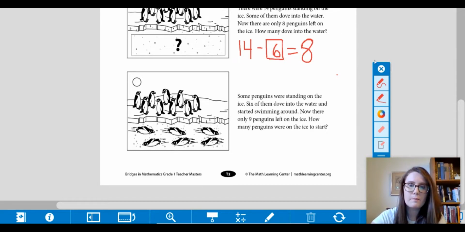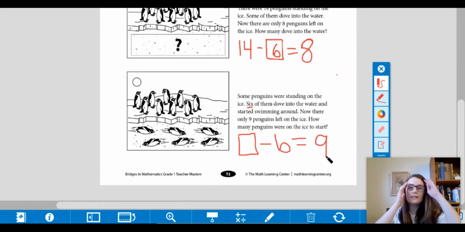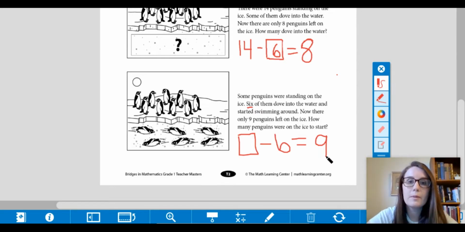So I'm going to think about what my equation will look like. Do I know how many penguins were standing on the ice in the beginning? Nope. So that's where my mystery box is going to go. I do know that 6 of them dove into the water. So minus 6 is the same as, and then it tells me now there are only 9 penguins left on the ice. So minus 6 is the same as 9. Think for a quiet moment, how are you going to solve this equation?